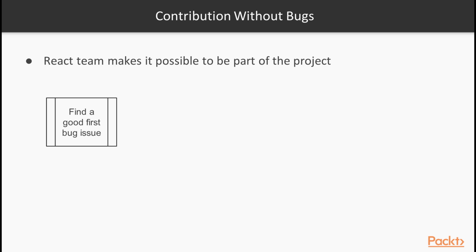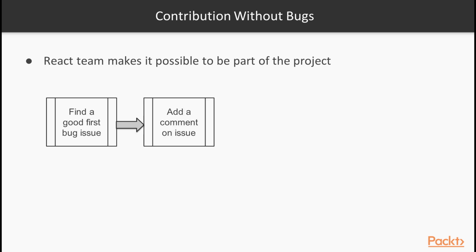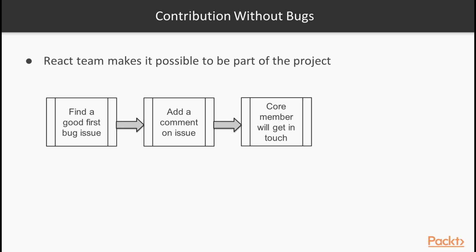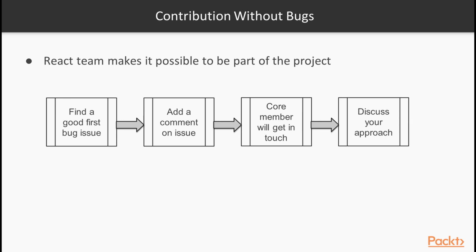If you find a good first bug issue that has not been already taken by someone, you can add a comment on the issue saying that you are interested in working on it. One of the core members will get in touch with you. Make sure to discuss your approach and the path you want to take with them before starting coding, so that you do not have to rewrite the code multiple times.